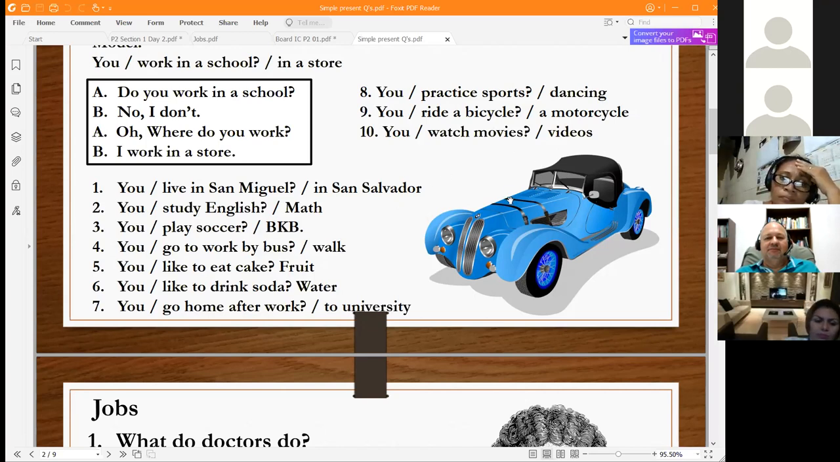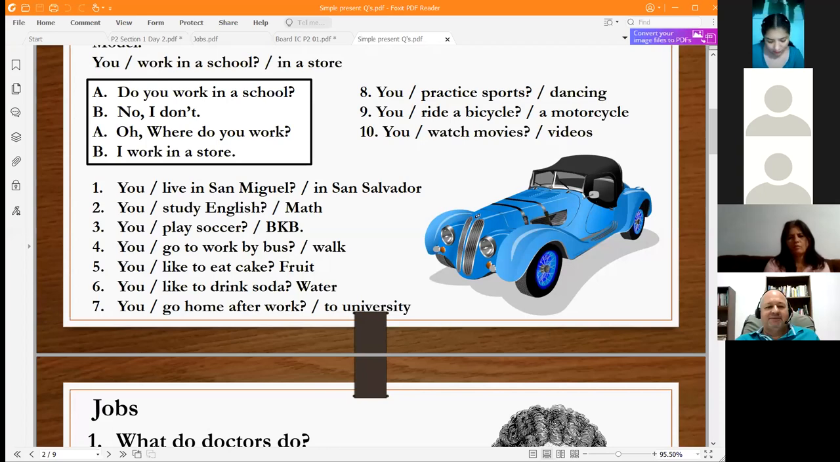Okay, we don't have much time, but I would like to practice at least two or three of them with you. So Rolando Guzman, would you like to be A? Yes. And Mariana Dolores, would you like to be B? Okay. Begin, Rolando. We're going to begin with number one. Do you live in San Miguel? No, I don't. Where do you live? I live in San Salvador. Excellent. Very good. Now change.